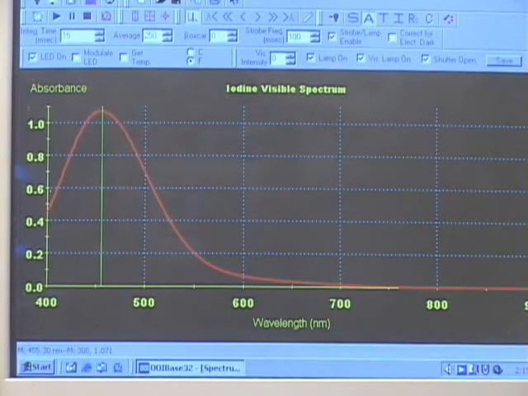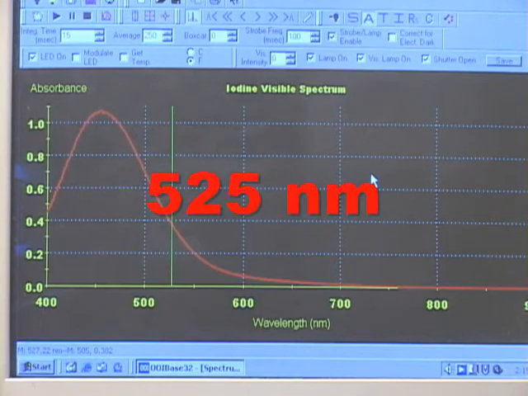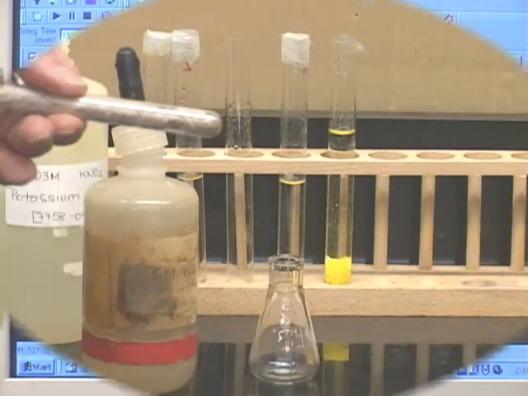The spectrum of iodine in solution shows a maximum of about 455 nanometers. Now in this video, we are collecting data at 525 nanometers. Make sure that you follow the directions and use the correct wavelength.